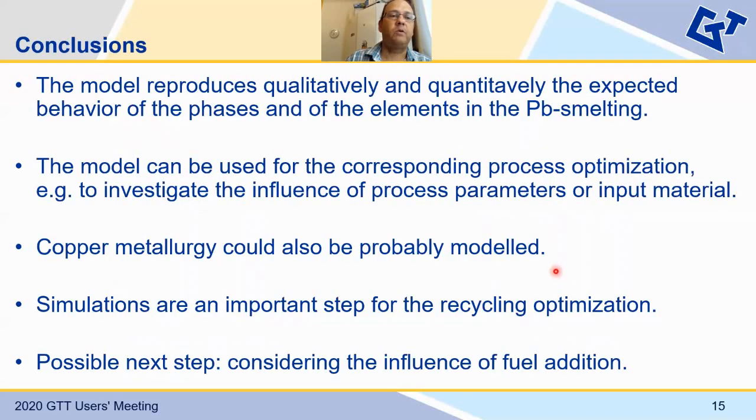Conclusions: the model reproduces qualitatively and quantitatively the expected behavior of the phases and of the elements in the Pb smelting. It can be used for the corresponding process optimization. Metallurgy could also probably be modeled. Simulations are an important step for recycling optimization. And a possible next step will be considering the influence of fuel addition.